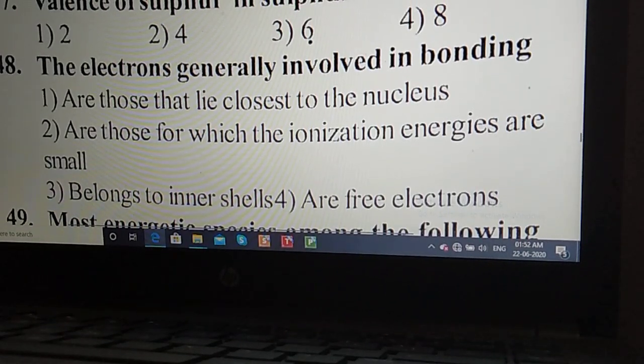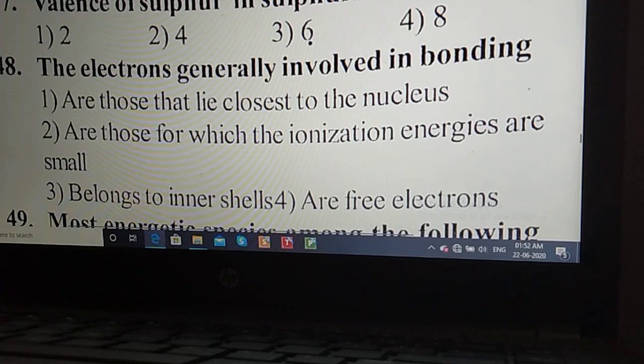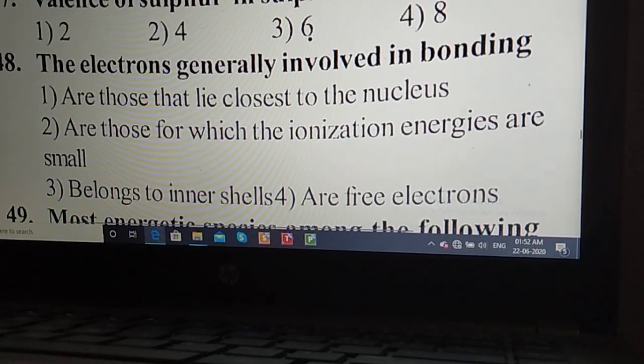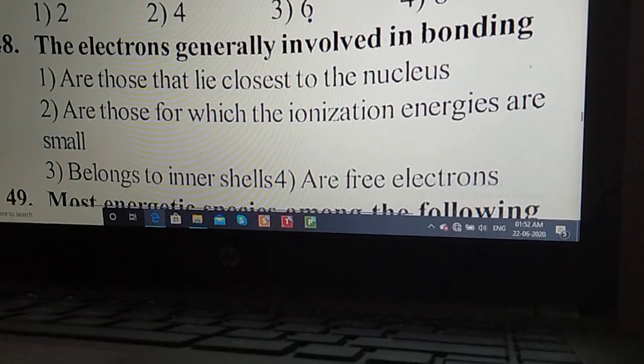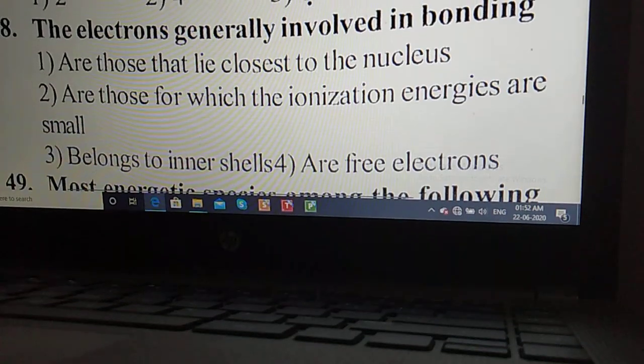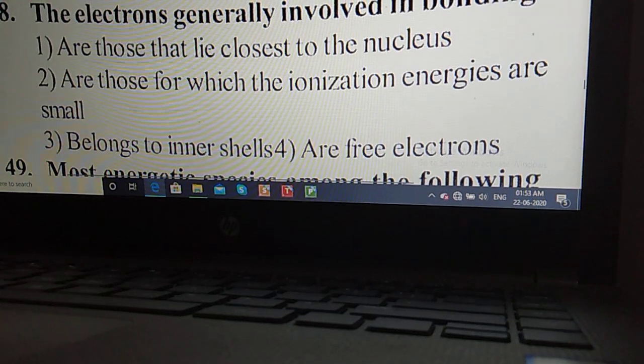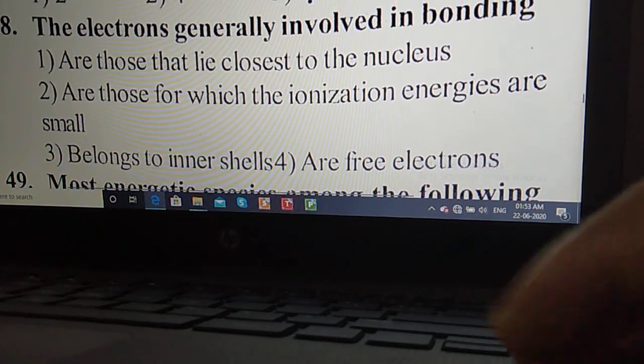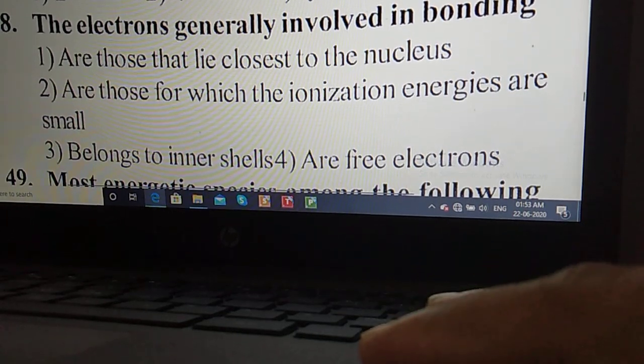Why option number 2, student? Because the electron in the outermost shell has less energy, and only the outermost electrons are involved in bond formation. You can read the option number 3: belongs to inner shell, never. Are free electrons, never. Okay, so the correct option for question number 48 is option number 2.